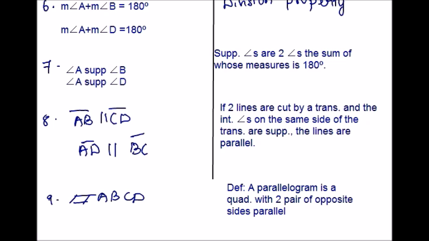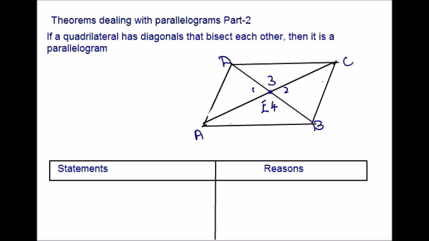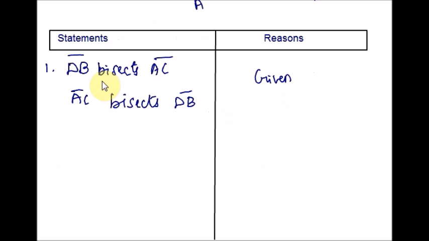You're going to prove the quadrilateral is a parallelogram under the condition diagonals bisect each other. Here is the statement of the next theorem. If a quadrilateral has diagonals that bisect each other, then the quadrilateral is a parallelogram. I have drawn two diagonals, AC and BD, and the angles are 1, 2 and 3, 4. DB bisects AC. AC bisects DB. So under this condition, you have to prove that the quadrilateral is a parallelogram. Diagonals bisect each other. This is the given information.